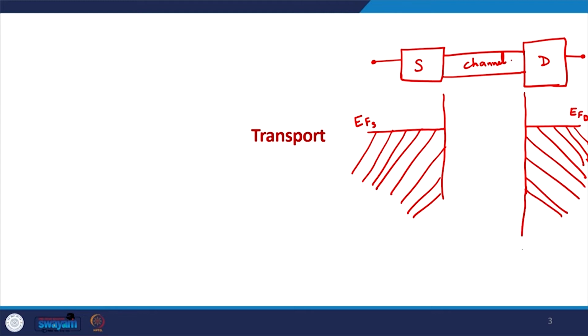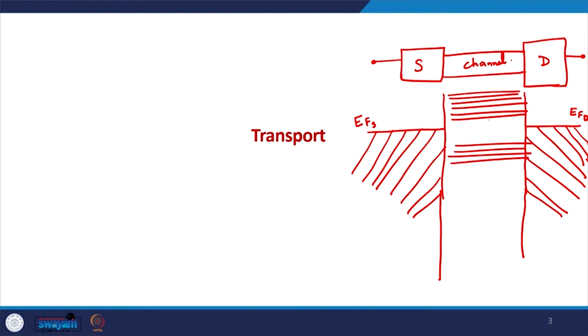In between, we have a channel region. In the channel region, according to the density of states of the material, there might be some electronic states available at certain energy levels, and at certain energy levels there might not be any available electronic state in the system. So generally this could typically be the scenario in devices. These are the allowed electronic states in the channel. This is the source Fermi level, the drain Fermi level.